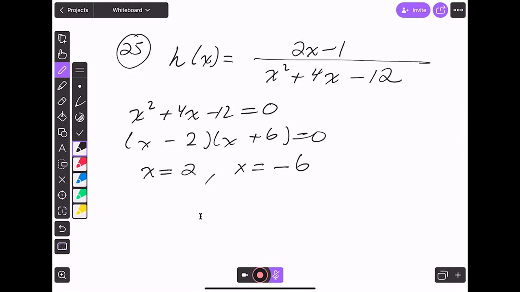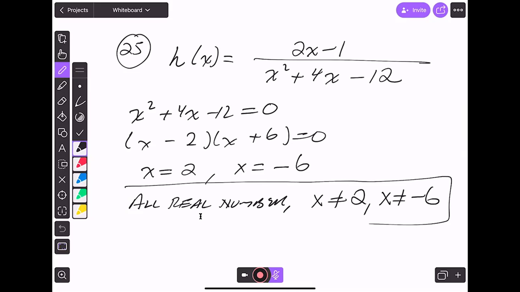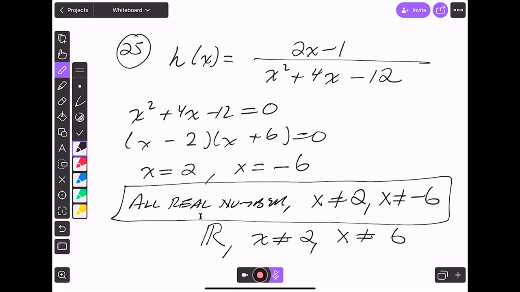Why is that? If I use those numbers, I have division by 0. So the way we write that down, we say all the real numbers, any real number. However, we can't let 2 in, and we cannot let minus 6 in. It's a fine answer. There's an easier way of writing that. All real numbers is often written this way. It's called a blackboard R, x not 2, x not minus 6. All right, look at the key, and you should be staring at that.